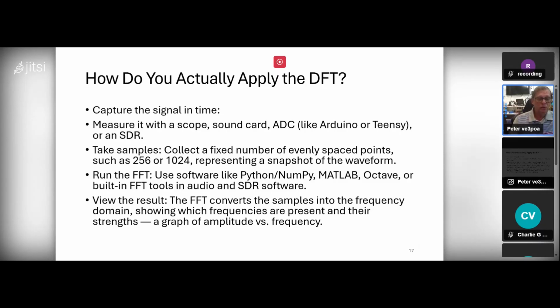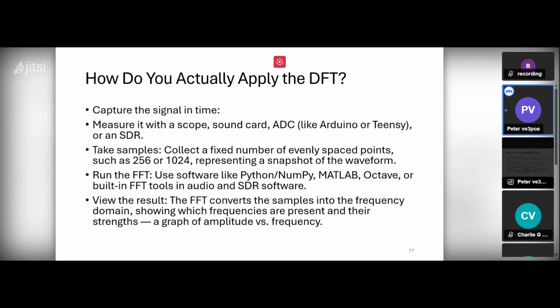Oh yeah, and to actually use the discrete Fourier, or more commonly the fast Fourier transform, you can start by capturing your signal in the time domain, and that just means recording how it changes over time. You could do this with your oscilloscope or digital oscilloscope, which I think pretty much all of us have, a sound card, a microcontroller with an ADC like an Arduino or a Teensy, or a software-defined radio. Next, you take a fixed number of samples, say 256 or 1024, and you can think of that as your snapshot of your waveform. And then you run the FFT.